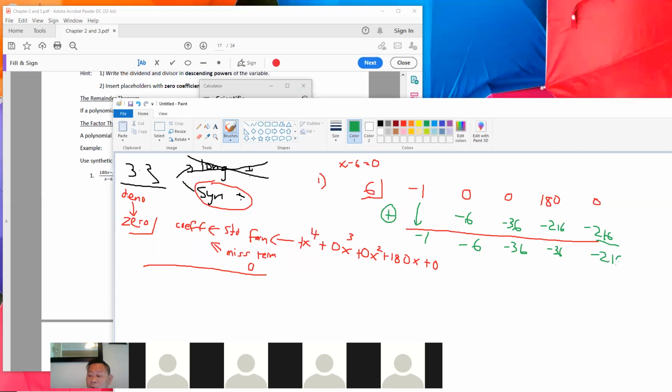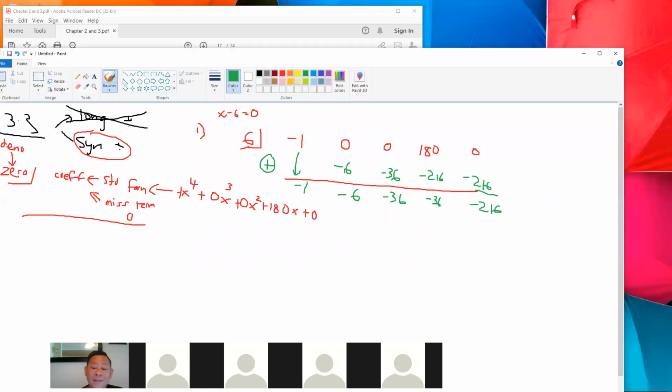So this is how you perform what we call synthetic division. Don't forget, you need to have placeholder zeros. If you don't have a term, you have to write it in standard form. You always bring down the first one, and then you multiply and add, and keep on doing that. Once you get through this, the row underneath the red line is your answer. The last one is your remainder.